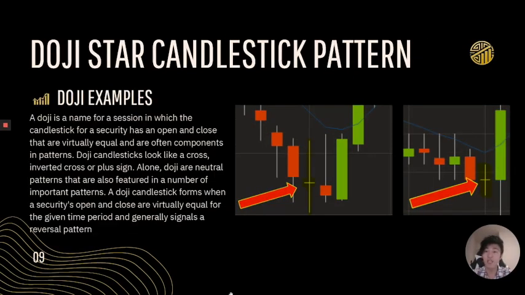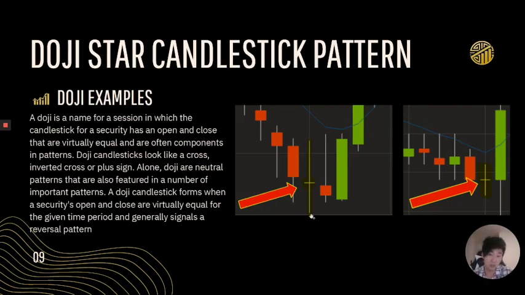Okay, now the next chart candlestick pattern here is what we call the doji star candlestick pattern. Okay, now a doji is a name for a session in which the candlestick for a security has an open and close that are virtually equal and are often components of patterns. Okay, so the doji candlestick, guys, as you can see here, this is the doji candlestick right here, as the arrow shows.